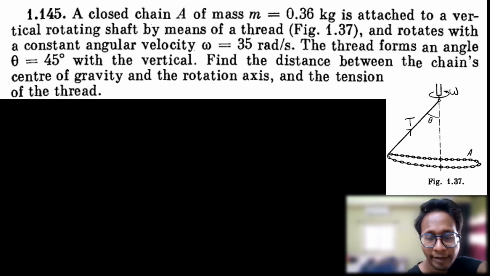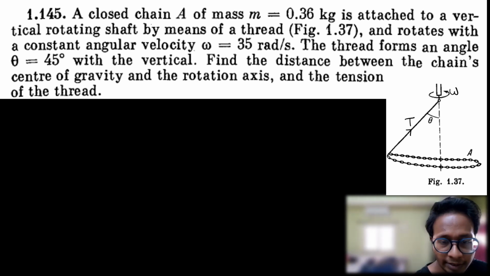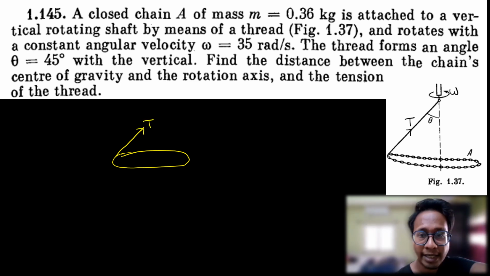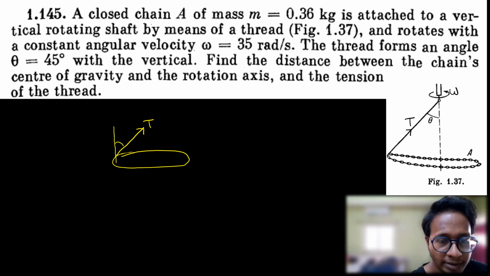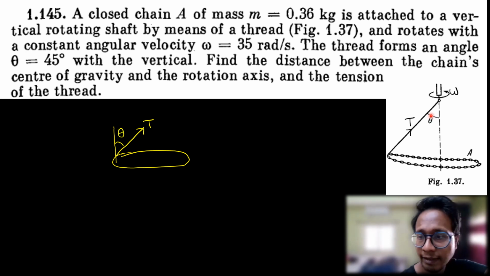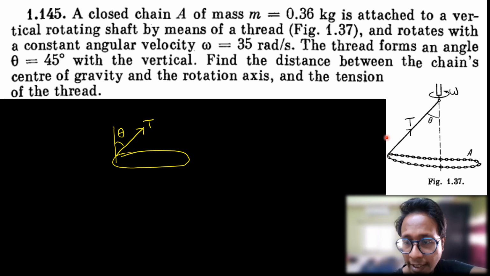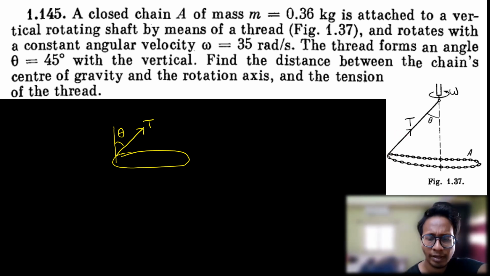Now if I take the free body diagram of this chain, I'm taking this chain out here, this is tension force. And the angle theta is given as 45 degrees. So this angle is nothing but 45 degrees or theta. This angle is also theta. See, if this angle is theta, if I draw a straight line out here, this angle will also be theta, no? Simple geometry. Downward is mg force.